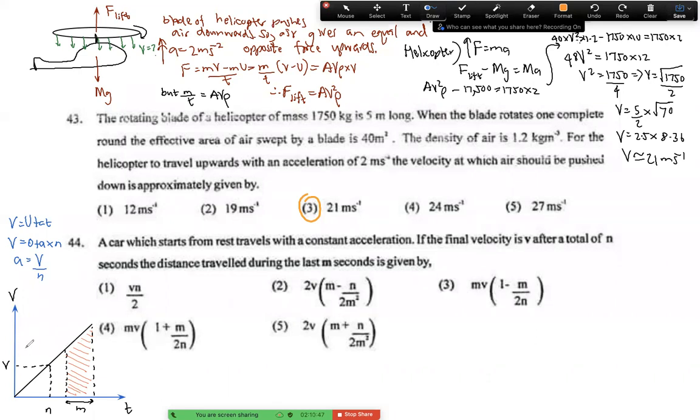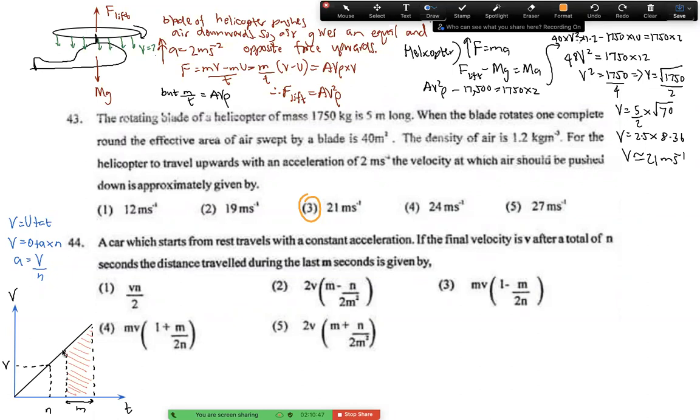How do we find this value? During the last m seconds. Final velocity is v after a total of n seconds, the distance traveled during the last m seconds. So I can take this velocity as an unknown. Or should we say after n seconds, the next m seconds? Should we take it that way? We'll take it that way, no?